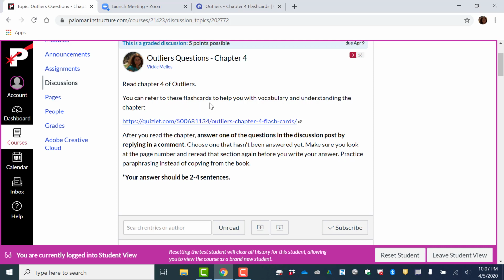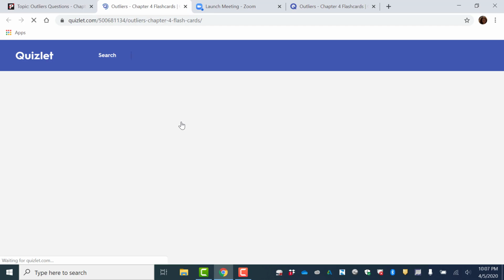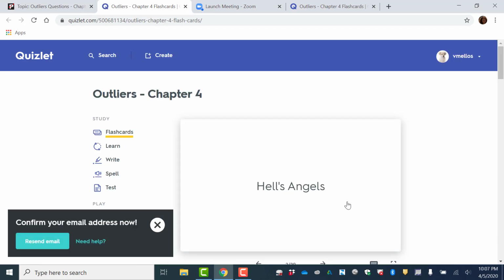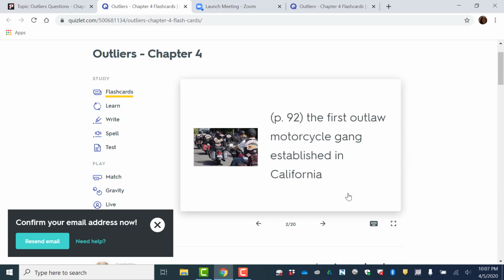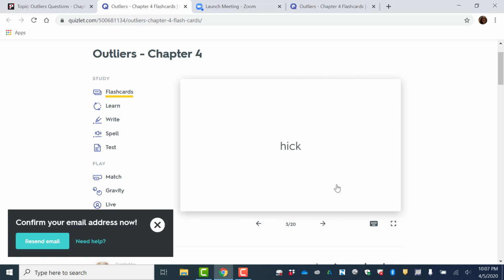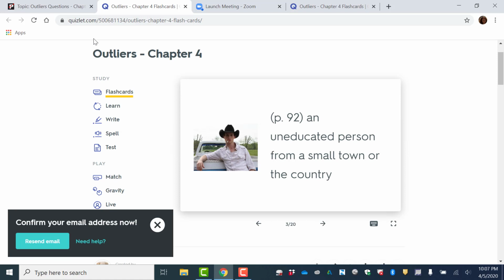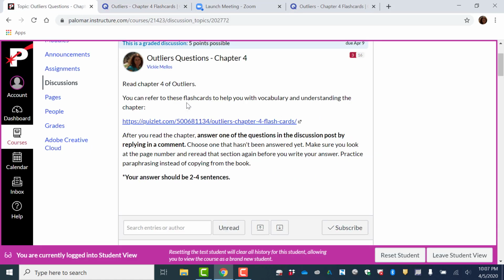I also made some flashcards to help you with vocabulary when you're reading the chapter. I haven't done this for the other chapters, but I think these 2 chapters are a little challenging to read, so you can use these flashcards as you read to help you understand the chapter.